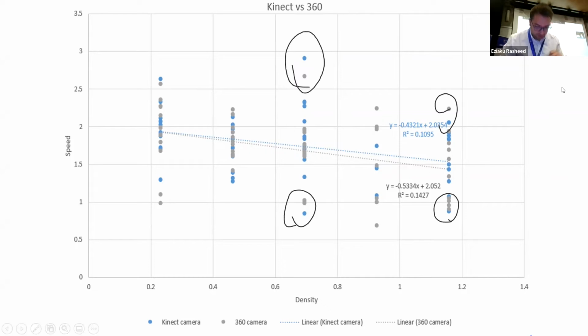Where is the information? Okay, the Kinect is the blue. You see that here the Kinect has a value that is slightly higher than what was the detection in the 360. But it's showing us that pretty much the trend is close to each other. There is a bit of adjustment to do, but we are not doing bad.